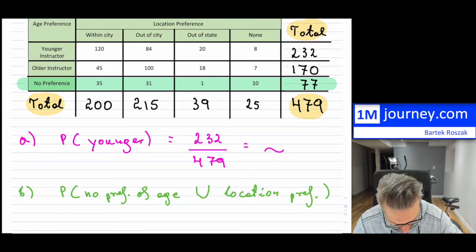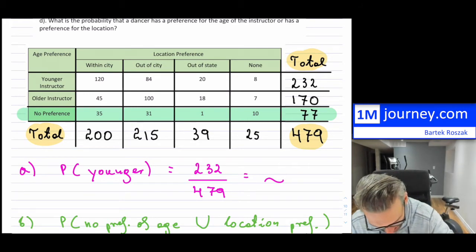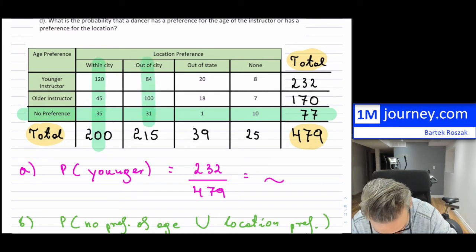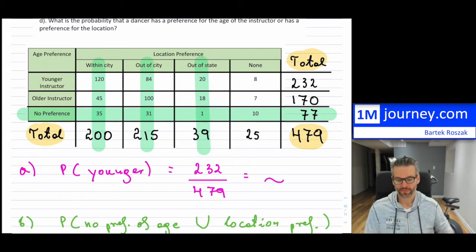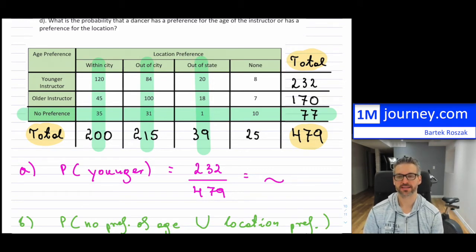And then, it says, or have a location preference. All right. Well, my location preference would be basically all of these. So it's this one, all right, and this one. Okay, so these all have a preference for the location. So now I have to pick, and then see the entire total.